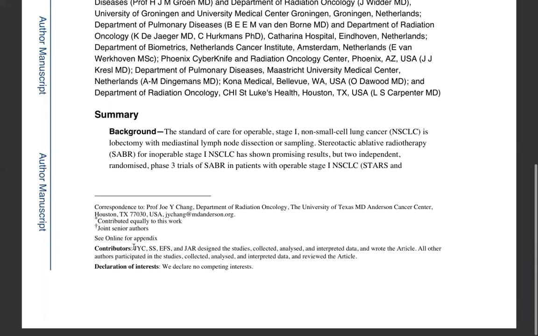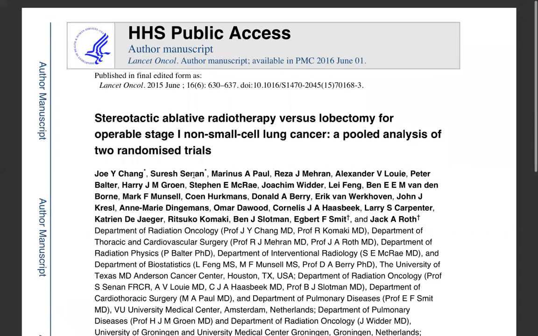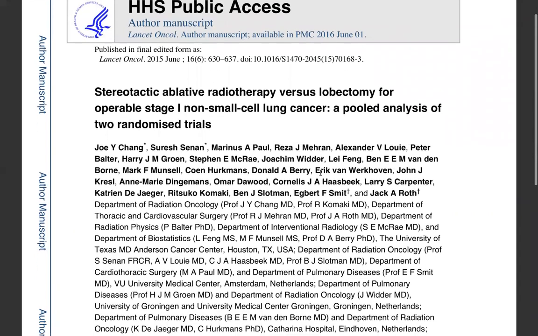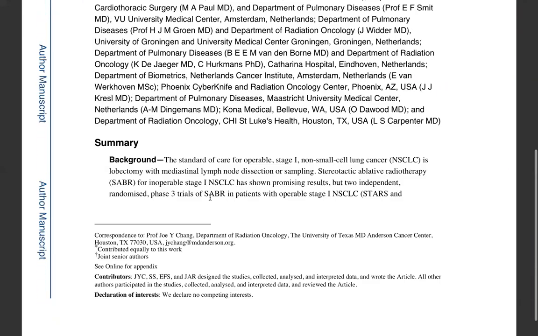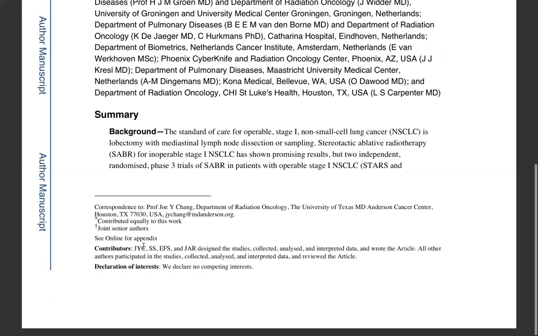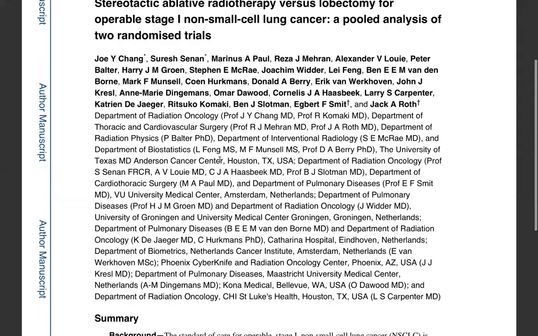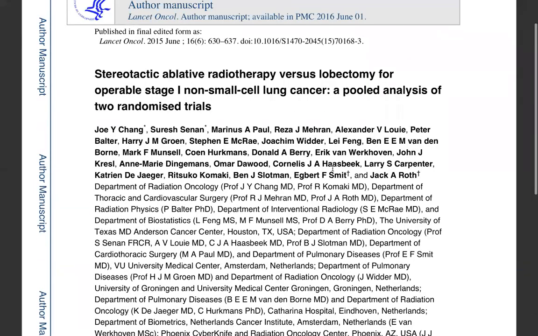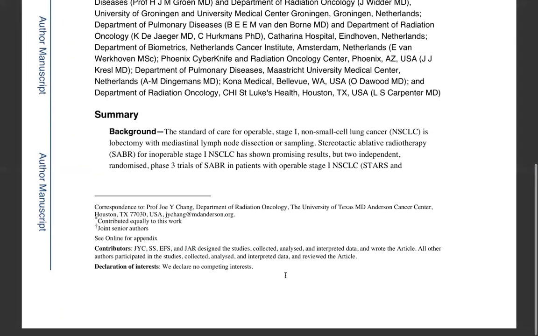Again, see, you look here, JYC, SS, EFS, and JAR designed the study, collected, analyzed, and interpreted the data, and wrote the article. So if you look at JYC, SS, MAR, and whatever else, they are all radiation oncologists. You agree or no? Yes, sir. All four authors, if we go back and look at it, JAR, who is JAR? Jack A. Roth. So all of them are radiation oncologists. You agree? Yes, sir. All other authors have just contributed data.